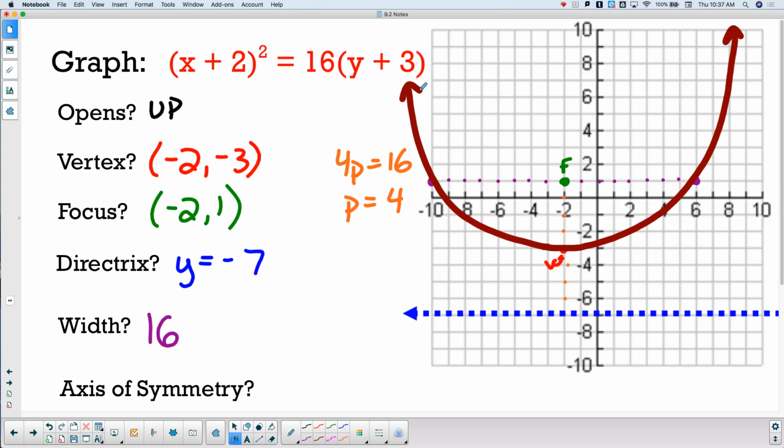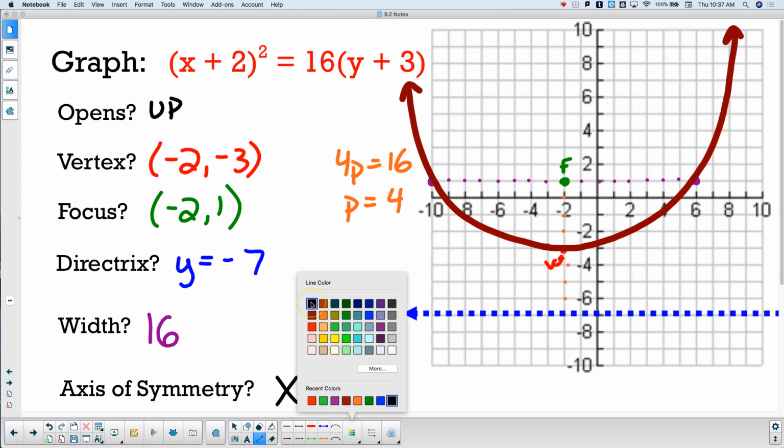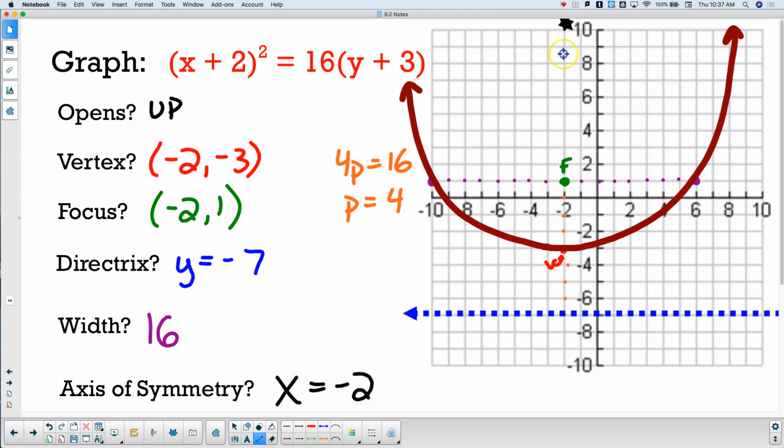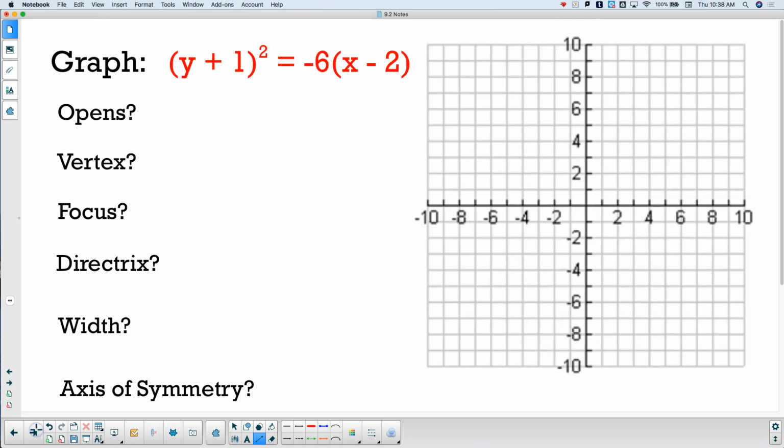Patty, one last thing is what? -2 is a number. X equals -2 is a line, which is an axis of symmetry. Okay. Questions on that one? Good job. Okay. Next one.